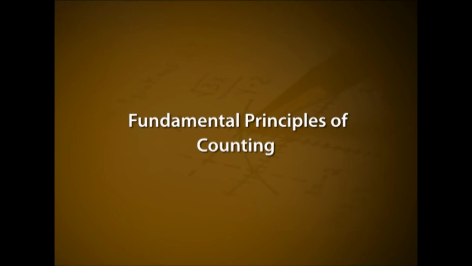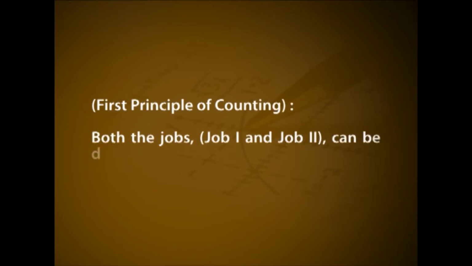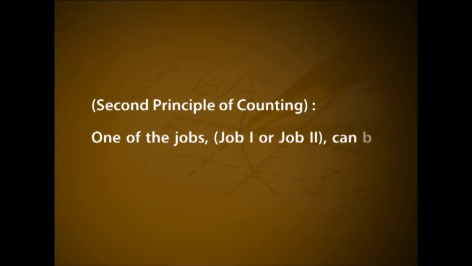Fundamental principles of counting. There are two fundamental principles of counting. They are also known as the rules of sum and product. Suppose that a job termed as job 1 can be done in m different ways and another job termed as job 2 can be done in n different ways. Then the first principle of counting says that both the jobs, job 1 and job 2, can be done in m into n different ways. The second principle of counting says that one of the jobs, job 1 or job 2, can be done in m plus n different ways.